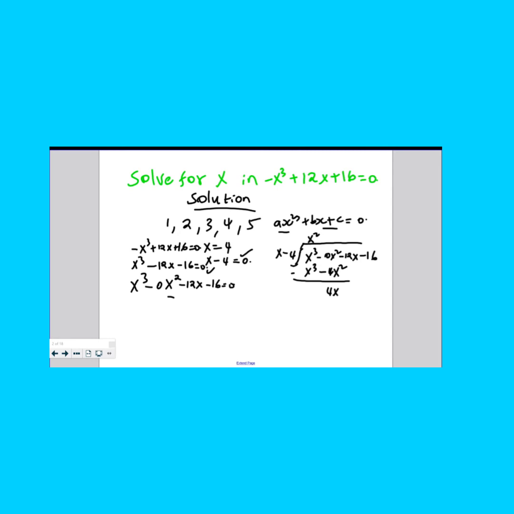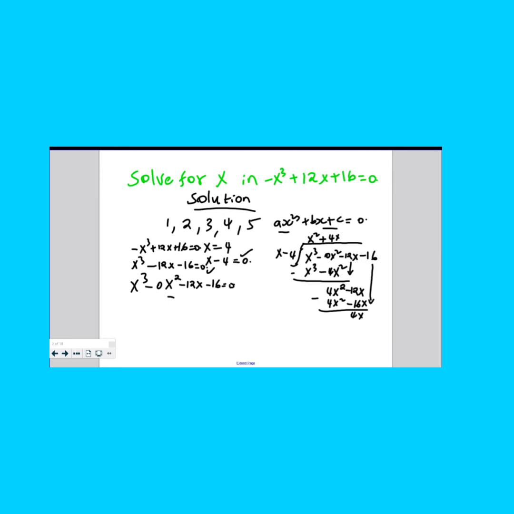Let's bring the 12 down, minus 12x. Then we find a value to put up here, so that when we multiply, it gives us the other value down there. So we put plus 4x. 4x times x gives us 4x squared, and 4x times minus 4 gives us minus 16x. Subtracting again, we obtain minus 4x. Then let us bring the 16 down.